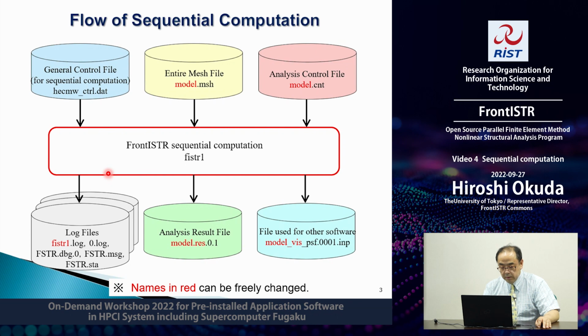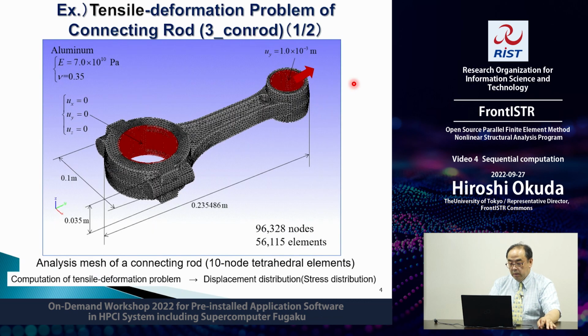Okay, this slide is shown here again. When you are going to run a sequential process of FrontISTR, there are three input files. The first one is the fixed-name general control file. The second and the third ones are the entire mesh file and the analysis control file, respectively. Okay, so let's look at one example as shown here.